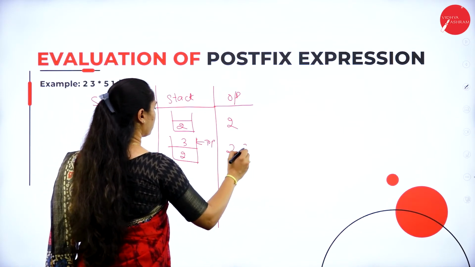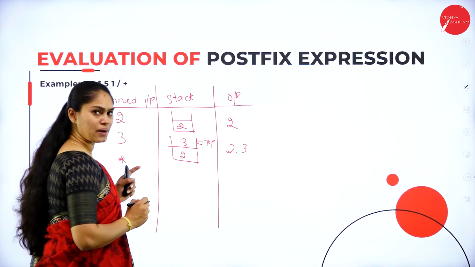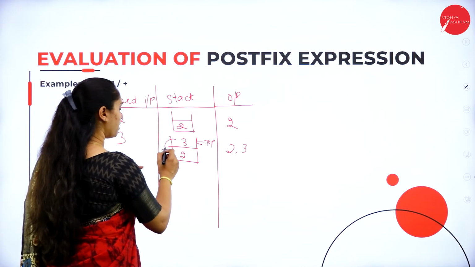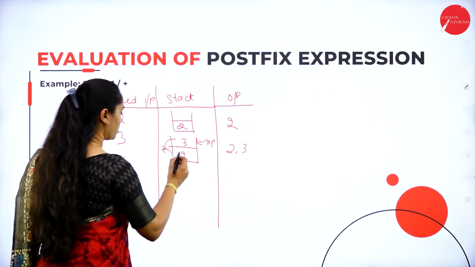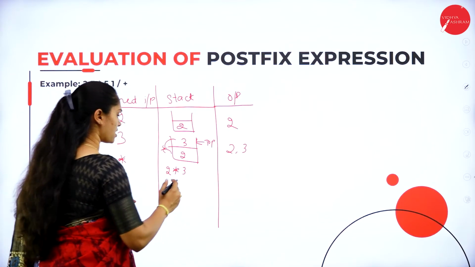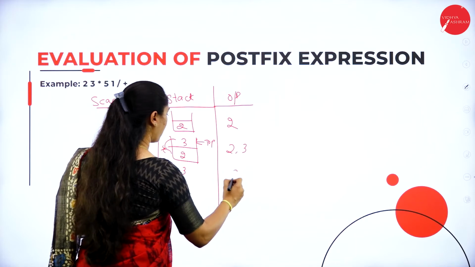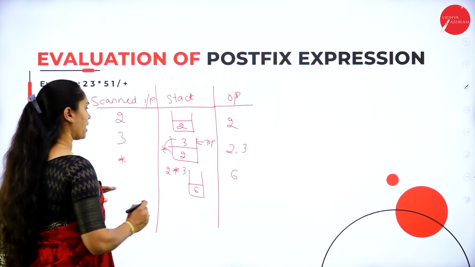Then 2, 3 I have in output right now, then the multiplication symbol. If I find an operator, then we have to pop the first two elements, then we have to perform the operation. So now it will be operand 2 into operand 1. So it is 6 now, 3 2s are 6. So now I am going to get the resultant as 6. So as of now I have 6 in my stack.